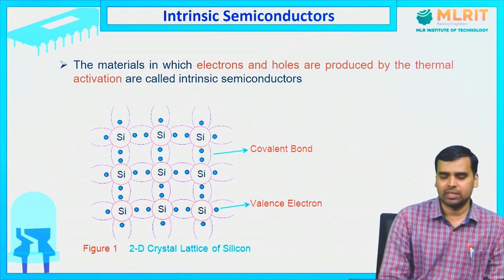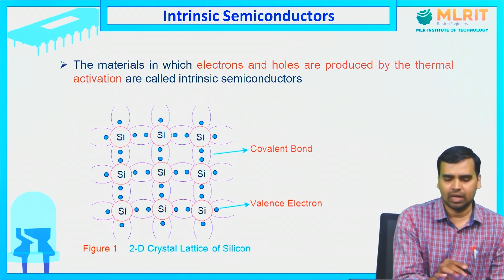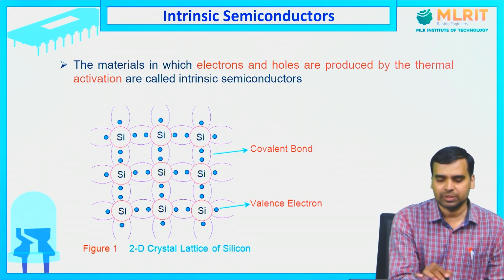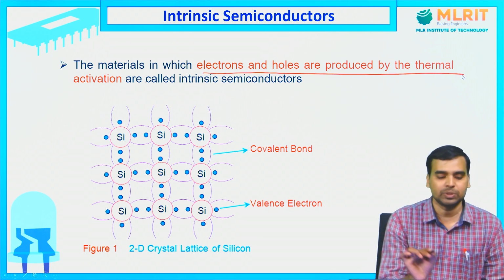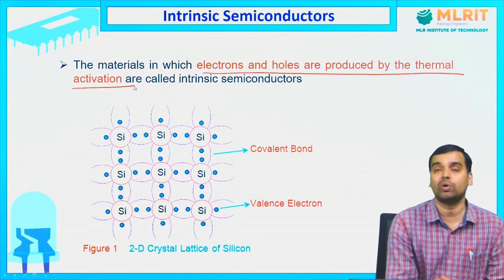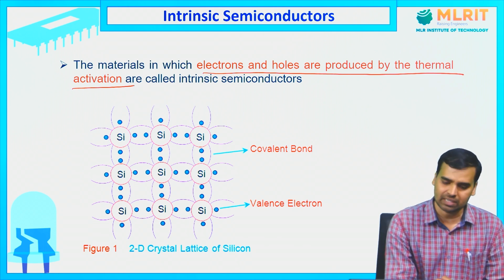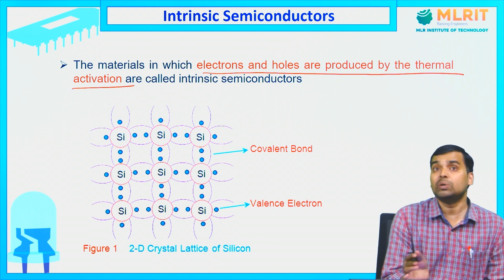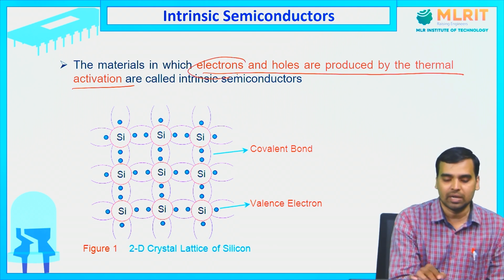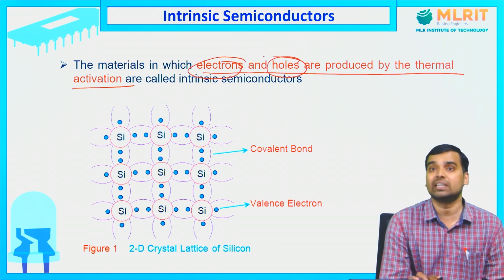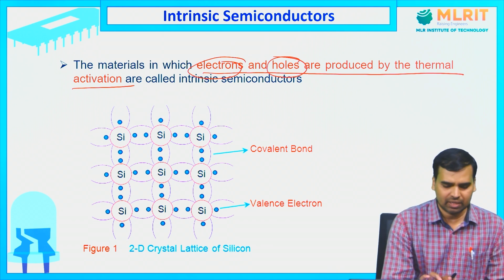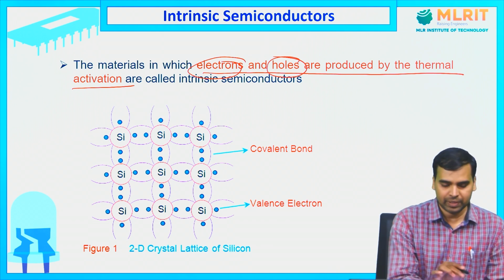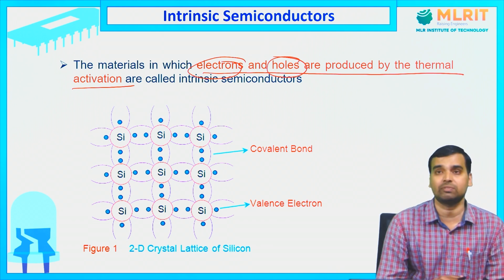Now, when it comes to intrinsic semiconductors, as I told you, the materials in which electrons and holes are produced by thermal activation are called intrinsic semiconductors. That is, in the case of intrinsic semiconductors, both electrons and holes are involved in electrical conduction. For example, here I consider pure silicon material. Here you can see a two-dimensional representation of the silicon structure.